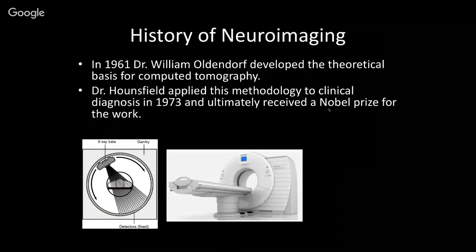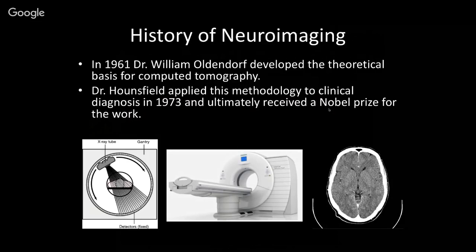Now, back in 1961, Dr. William Oldendorf developed the theoretical basis for computed tomography, and this was really a quantum leap for neuroimaging at that time, and allowed neuroimaging to emerge from planar X-ray based imaging and evolve into an area where we started to be able to actually see the brain as a 3-dimensional volume, and to understand the structures that were contained within the brain, and to see how those structures may change in the state of normal or disease.